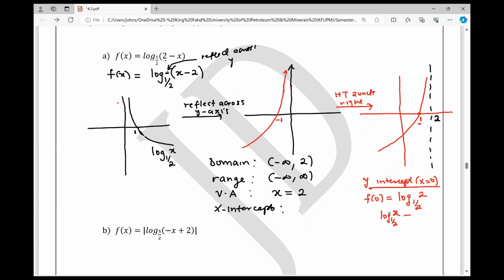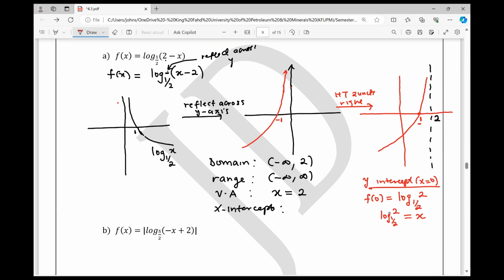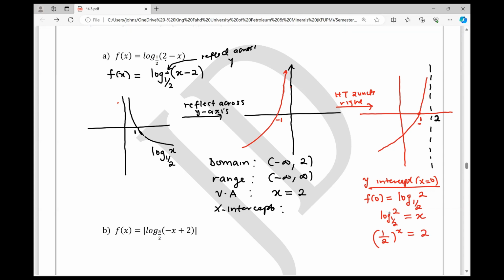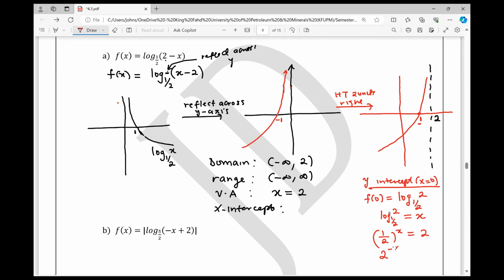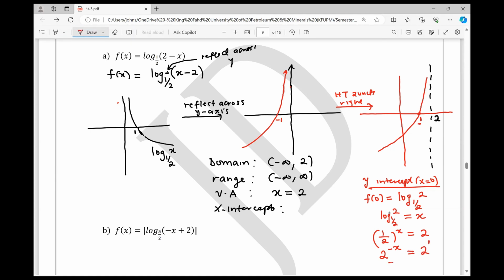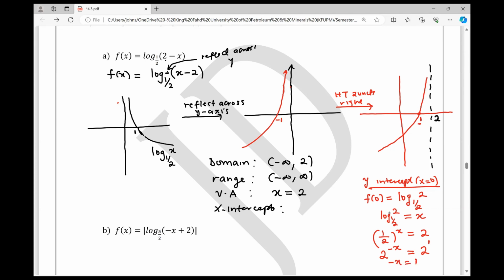So let it be equal to, let's say, x. Now if you do this, this is what we're doing: log base 1/2 of 2 is equal to x. So if you do this, you'll have (1/2)^x equal to 2, and this you can write as 2^(-x), because 1/2 is 2 to the power minus 1. So you'll have this, and this is 2 to the power 1. So we'll have minus x equal to 1, and therefore x is minus 1.